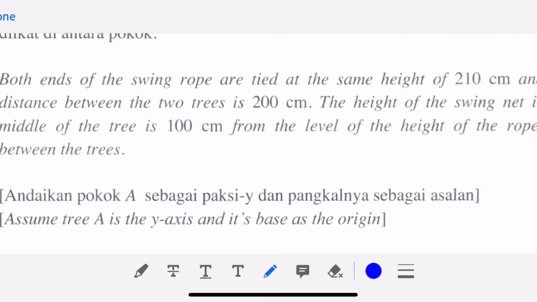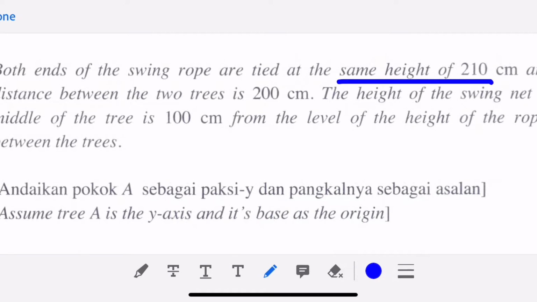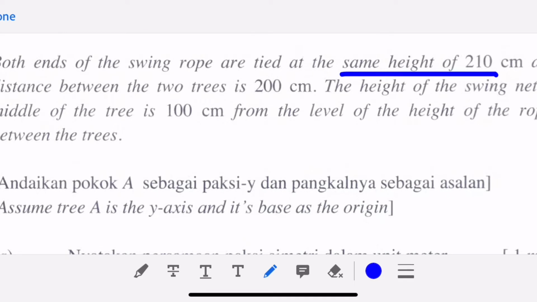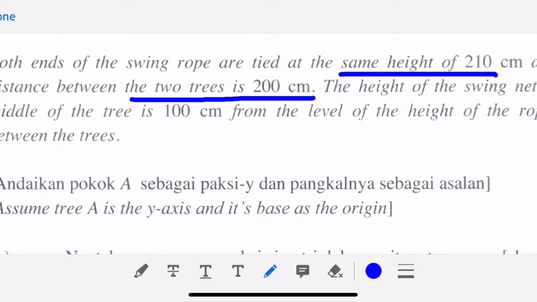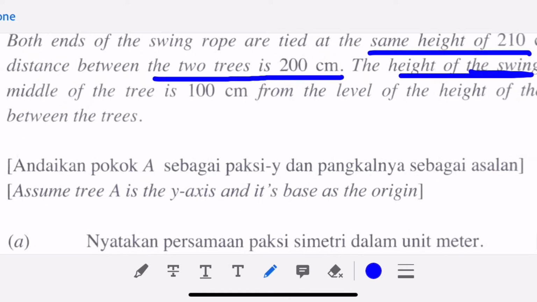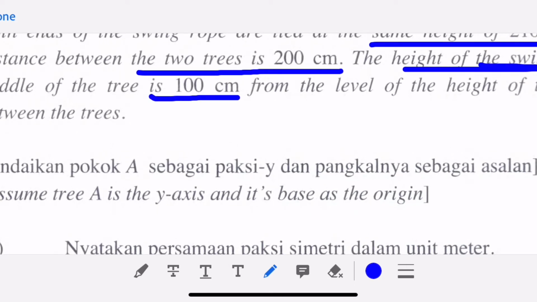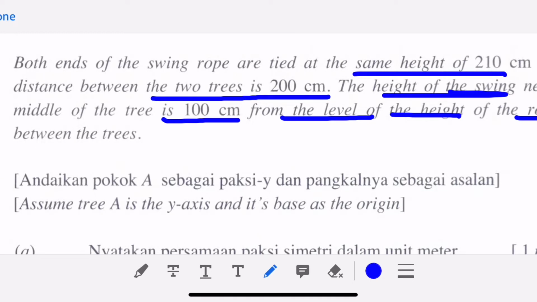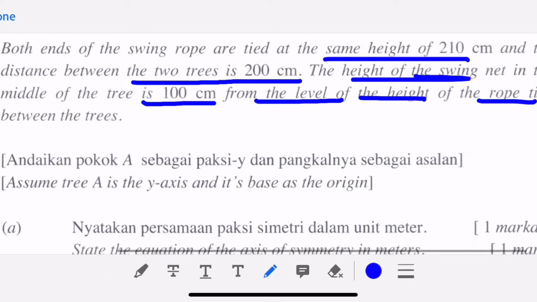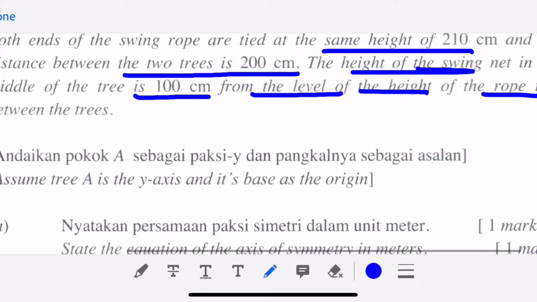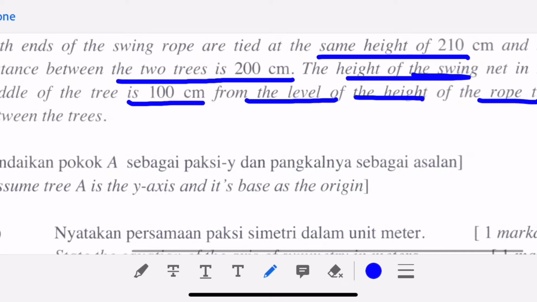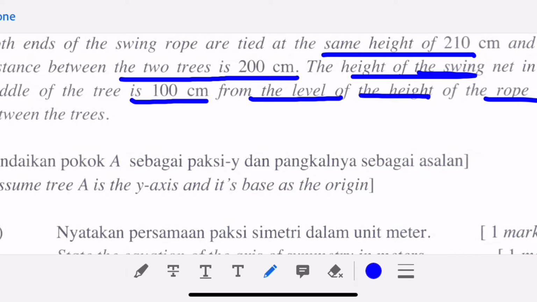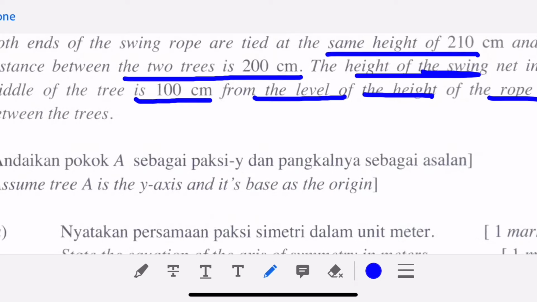Both ends of the swing rope are tied at the same height of 210 centimeter, and the distance between the two trees is 200 centimeter. The height of the swing net in the middle of the tree is 100 centimeter from the level of the height of the rope tied between the trees. Meaning that, this is a very important keyword. The height of the swing net in the middle tree is 100 cm from the level of the height of the rope tied between the trees.